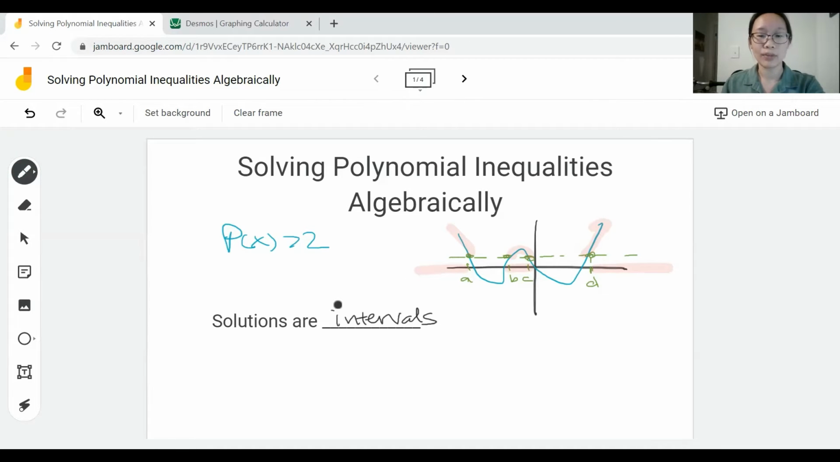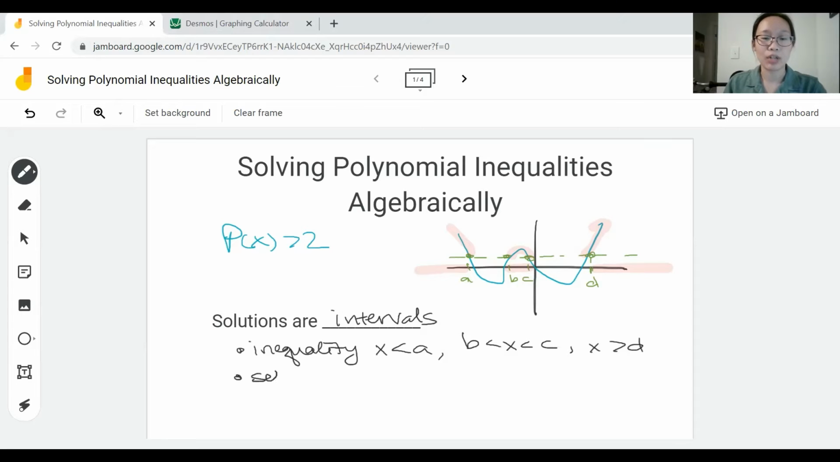I can write interval solutions three different ways. One is inequality notation. That's where I have less than or greater than signs. And in this case, it would be x is less than a, b is less than x is less than c, or x is greater than d. In set builder notation, it's basically inequality notation, except with an extra brace and a line signifying such that.